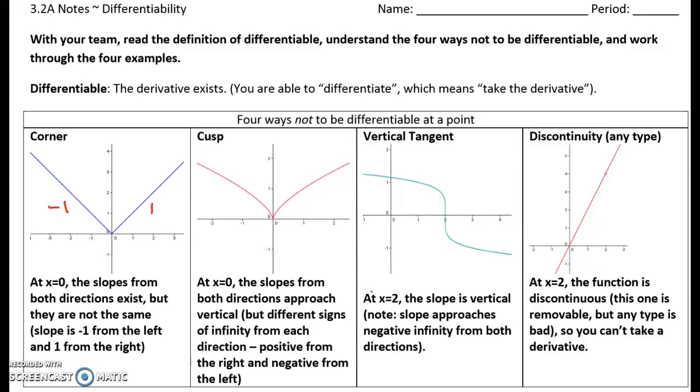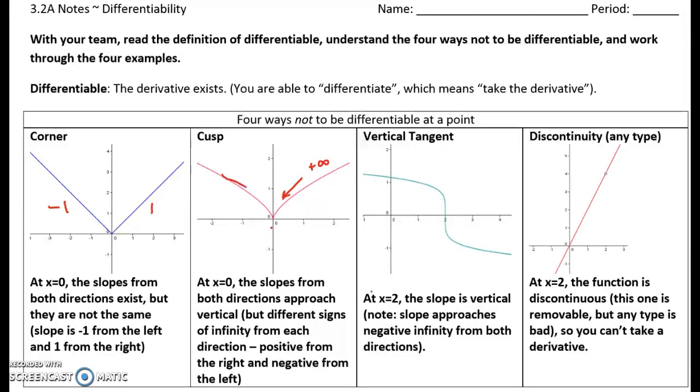The second way to be not differentiable: if I drew tangent lines to these 2 curves, the tangent to the right is approaching vertical. All of these slopes are uphill, and so the tangent line is approaching vertical, and a vertical slope means that you're trying to divide by 0. So to this side, the slopes going this way are approaching positive infinity.